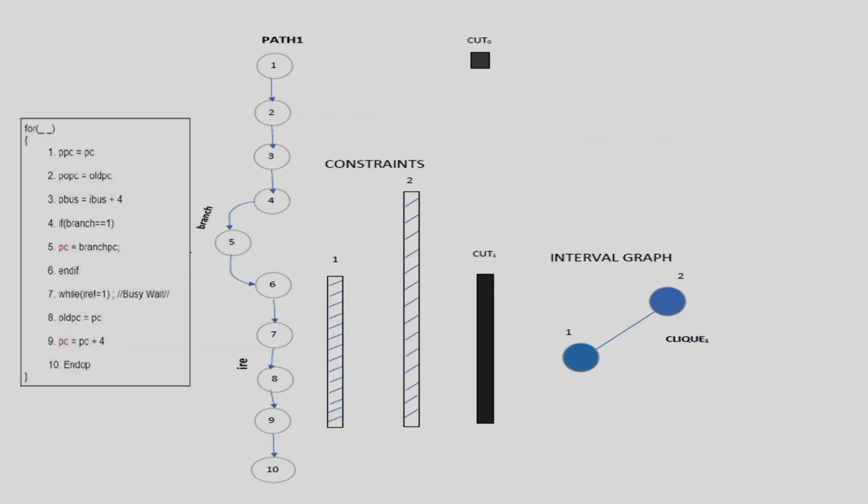Say for this behavior, is there any variable constraint? Yes. Suppose you take path 1. Path 1 is this. You can see here I am updating PC in line number 5 and again in line number 9. So, that means I am updating this PC at line number 5 and again in line number 9.